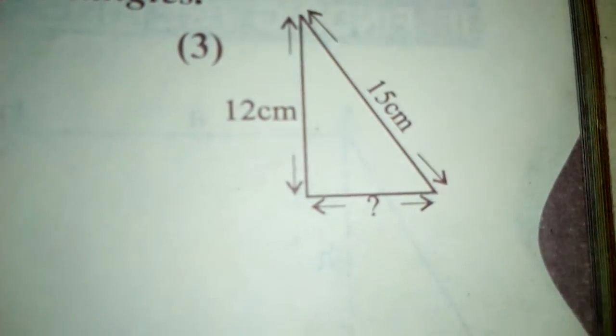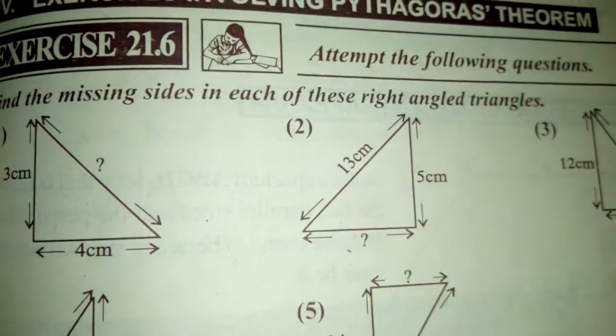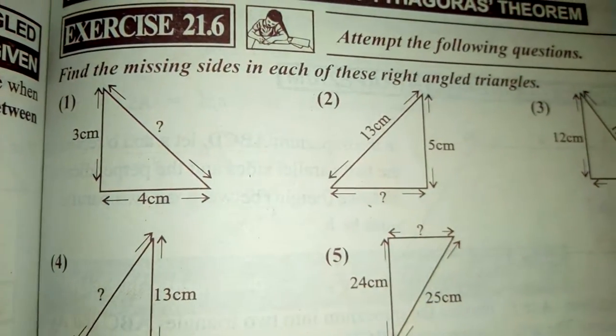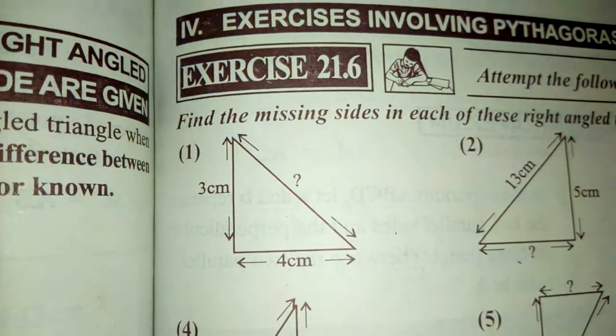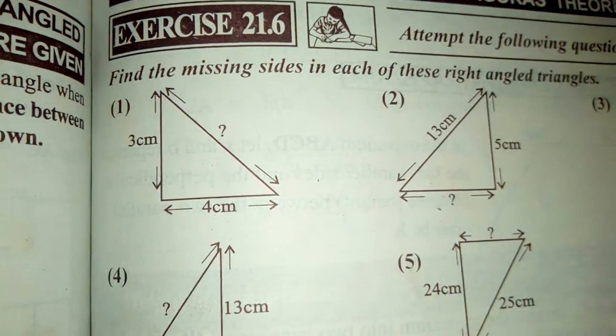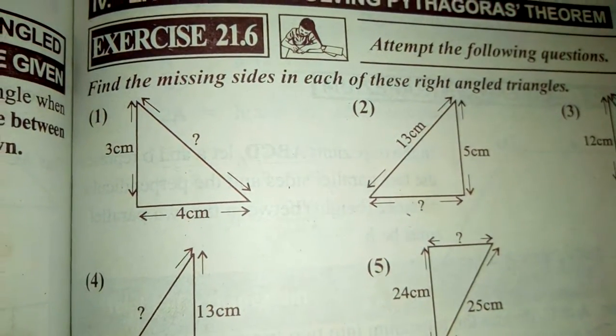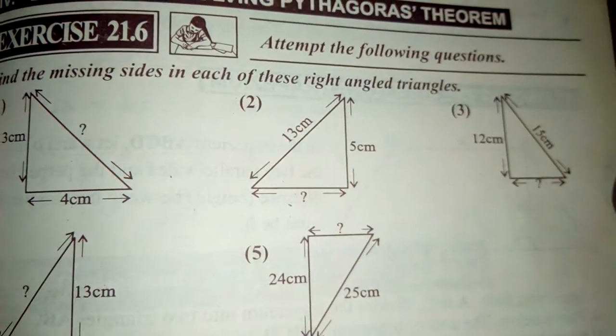Don't forget, the longest side is the hypotenuse. For the other two sides, if no angle is indicated, you are free to name whichever of the two as your opposite or your adjacent.